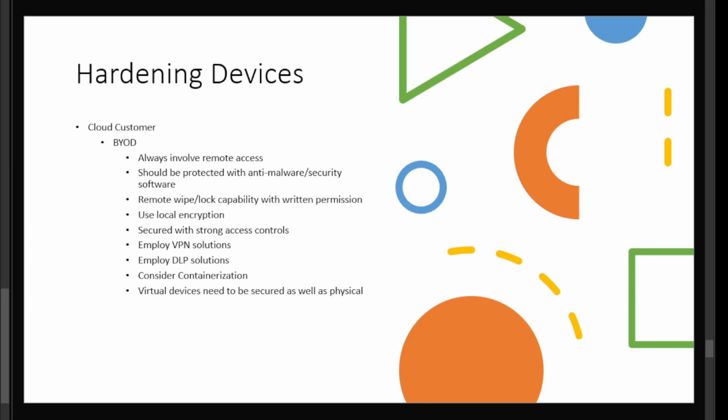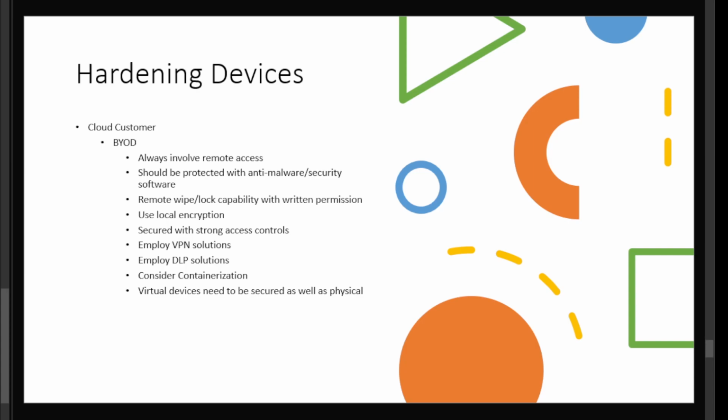They have remote wipe lock capability with written permission. Use local encryption. They need to be secured with strong access controls. Employ VPN solutions. This is a big one. You can employ VPN solutions that just go to the company. You can have split tunneling, but you're going to want a VPN solution to ensure that man-in-the-middle attacks don't happen on any company communications, even in BYOD environments. Employ DLP solutions, data loss protection. Another big one. Data loss protection is a fantastic way to ensure no leakage of data.